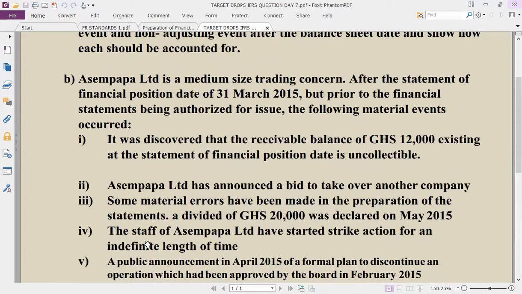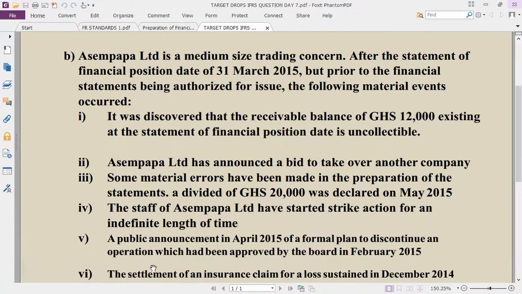Let's go to the main case. Papa Limited is a medium-sized trading concern. After the statement of financial position date of 31st March 2015, so their financial year ended March 2015, but prior to the financial statements being authorized for issue, the following material events occurred. And that's one. It was discovered that a receivable balance of 12,000 existing at the statement of financial position date is uncollectible.